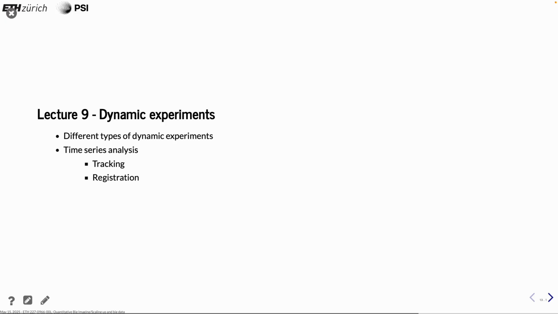The dynamic experiments, then we went into the time scale, looking at different types of dynamic experiments, and also how we can do some time series analysis in terms of tracking, and also that you may need to do registration, meaning that things may be moving and you need to align them with each other before you can do your analysis.